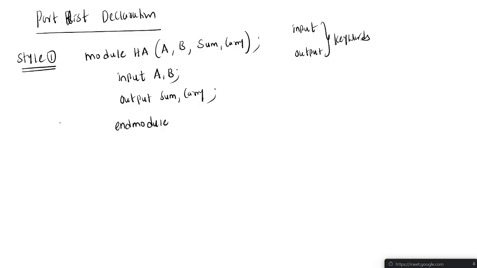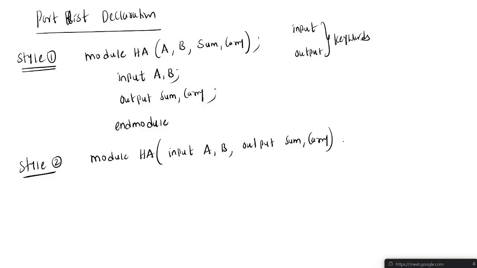Style 2 is module HA, where I can declare the inputs within the bracket itself. It will take input A comma B, output sum comma carry, then some lines of code I am writing, and end module. No semicolon after it. So these are the two styles.